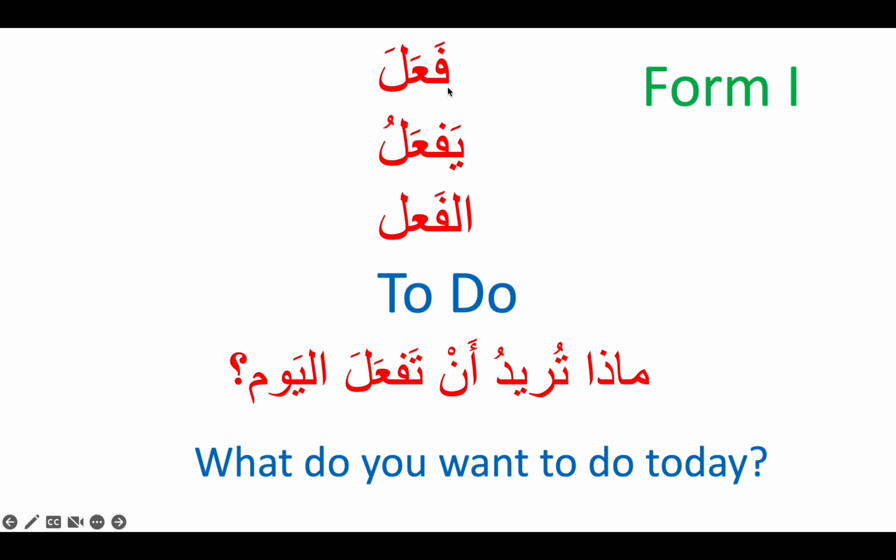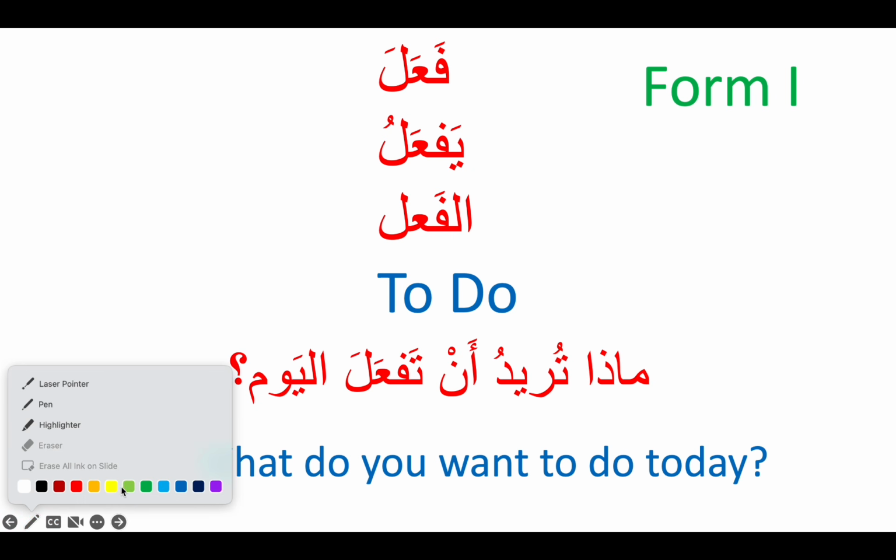So, you probably know this verb already, but the root pattern in form 1 takes on the verb fa'ila, which means to do. So fa'ila in the past, يفعل in the present, and the masdar is الفعل. Okay, example sentence. ماذا تريد أن تفعل اليوم؟ So what do you want to do today?